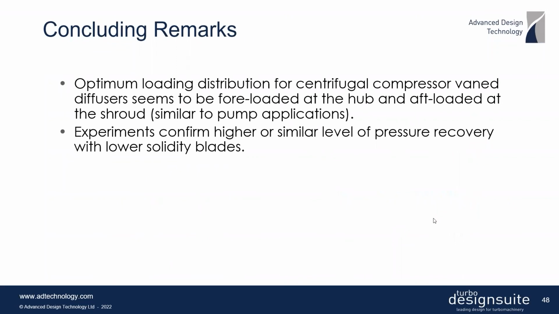So the optimum loading distribution for vane diffusers seems to be fore-loaded at the hub and aft-loaded at the shroud. In fact, this is quite similar to what we have in pump applications as well. Experiments confirm higher or similar levels of pressure recovery with lower solidity blades. This could be quite advantageous when you want, for example, a wide operating range, or perhaps a more compact design.